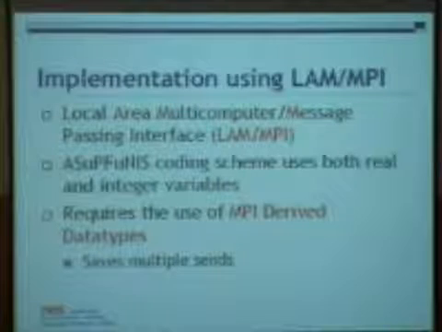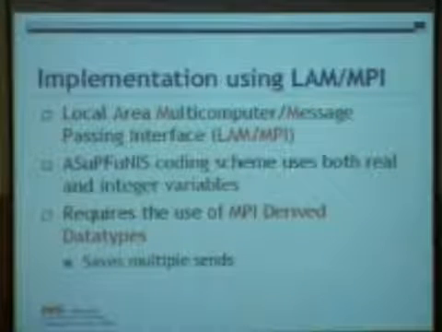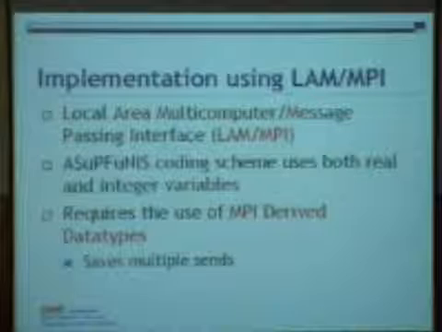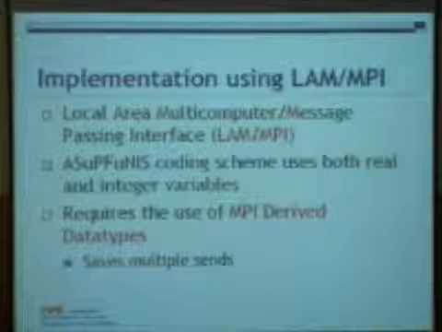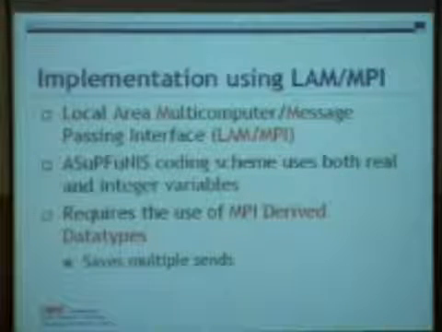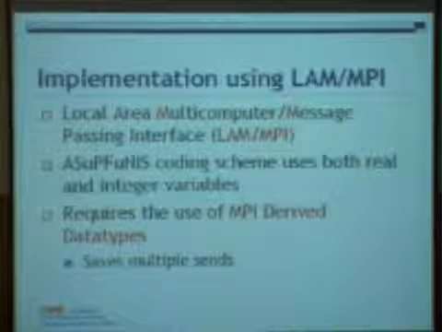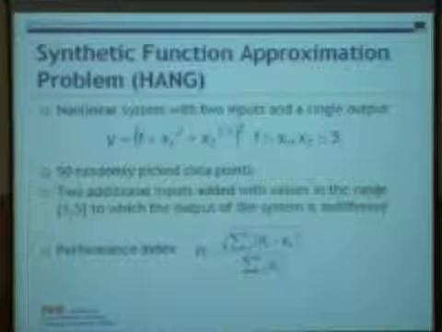Implementation was done using LAM-MPI. The asynchronous scheme uses both real and integer variables, and so we use MPI derived data types. That helps us save multiple sends across the network if you use the derived data type. I'll describe 3 small benchmark problems on which we tested the model.